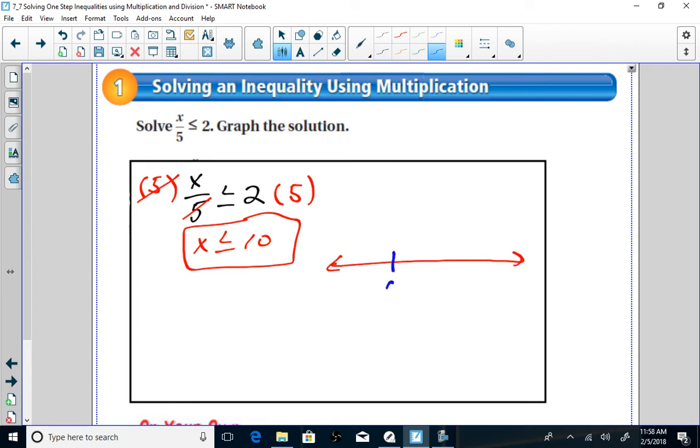We always locate 0 on the number line. Then I locate the number in the inequality. That's 10. Less than or equal to means we have a closed circle. So we fill in that circle and all of the values to the left of 10.